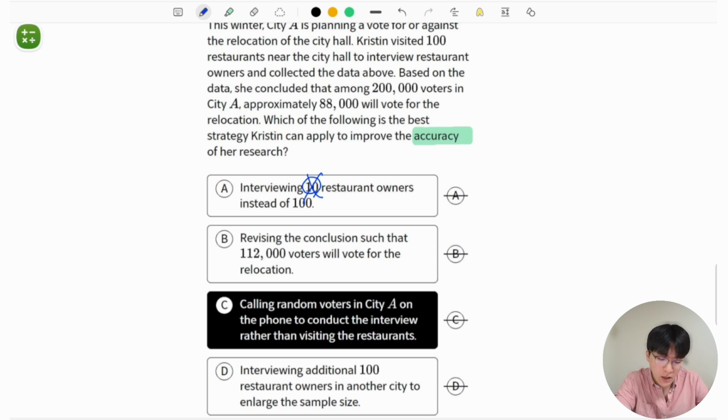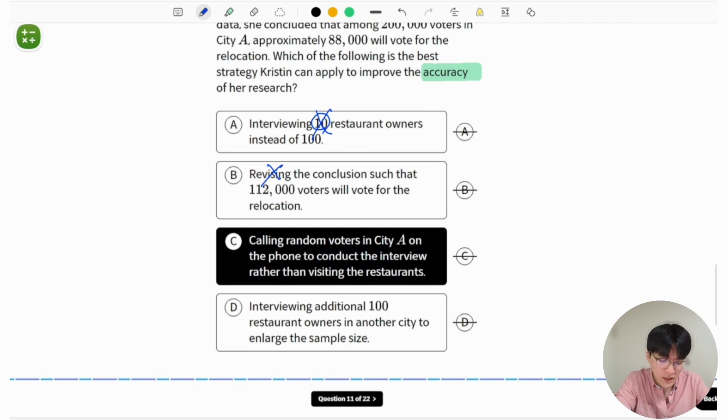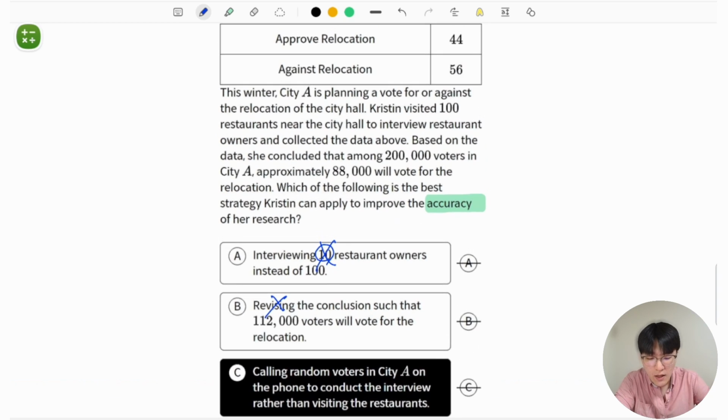Answer choice B, revising the conclusion such that 112,000 voters will vote for the relocation. You're not just allowed to revise. You have to properly prove the point instead of just changing the conclusion on whatever you're doing. Answer choice D, interviewing additional 100 restaurant owners in another city to enlarge the sample size. Now, good call here. You want to enlarge the sample size, but bad execution because you don't want to have another city's opinion in finding the vote for or against in City A.